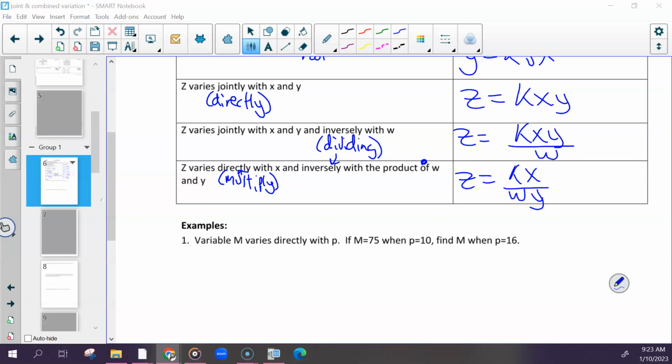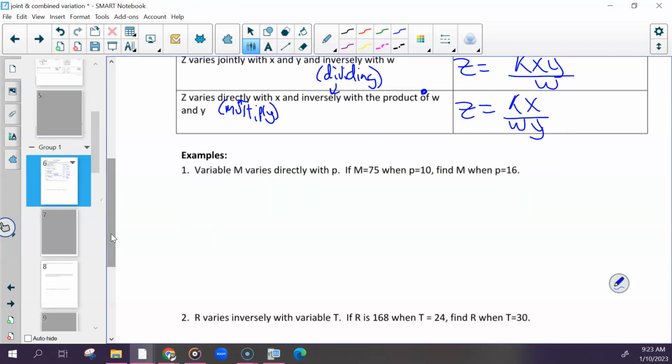So we're going to start with number 1. Some of these are going to be very similar to things we've already done, just the variables are different. So here, variable m varies directly with p. How would we write that equation? Close. Use m instead of y. So m equals kp. So whatever variables are there, make sure you use those.